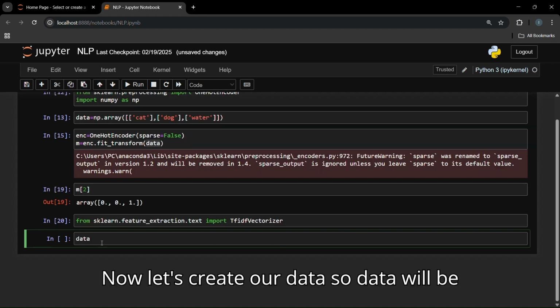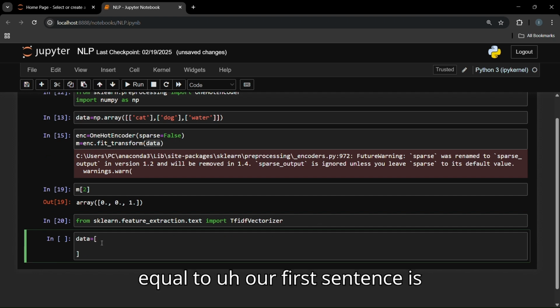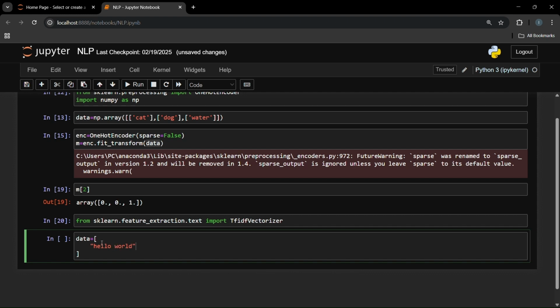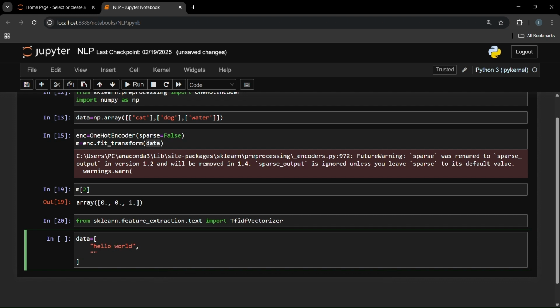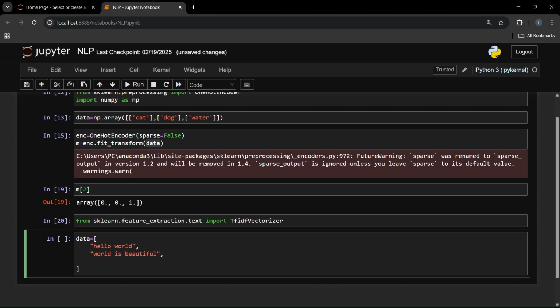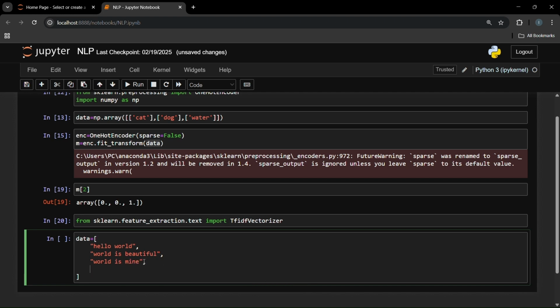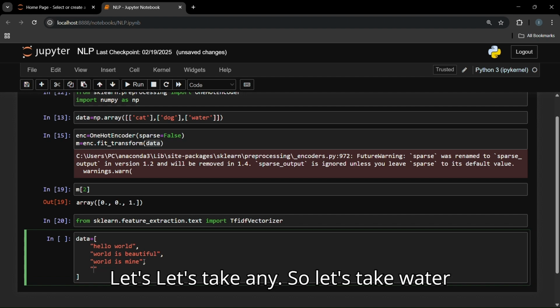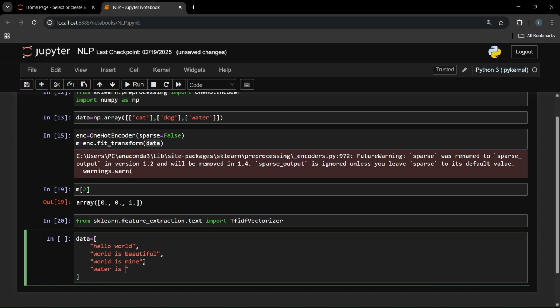Now let's create our data. So data will be equal to our first sentence, which is "hello world", and our second sentence is "beautiful". The third sentence is "world is mine", and the fourth is "world". Let's take any, so let's take "water is wet".